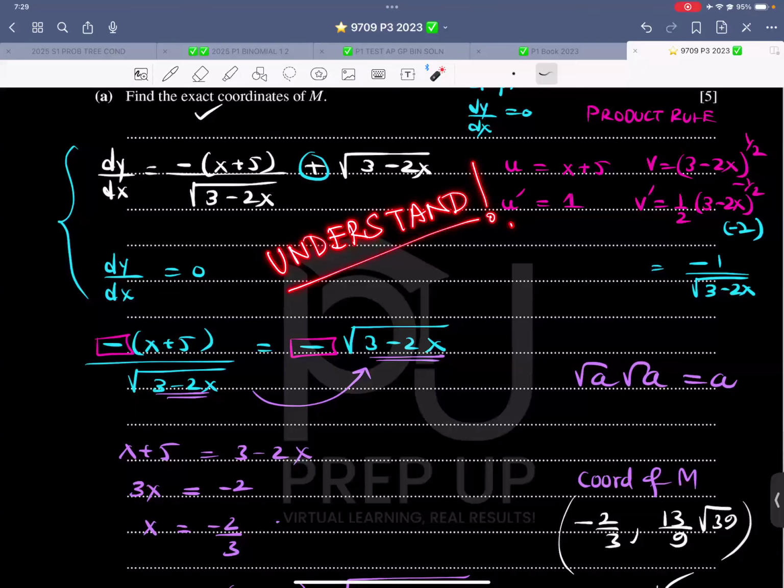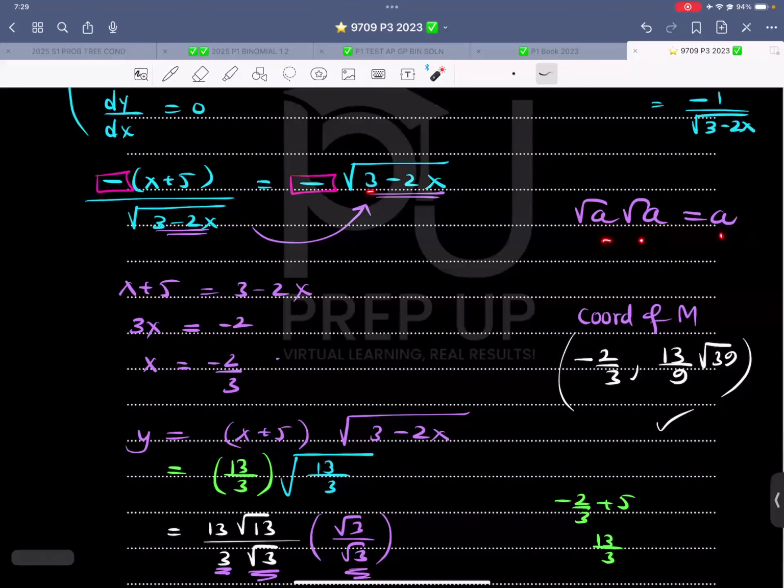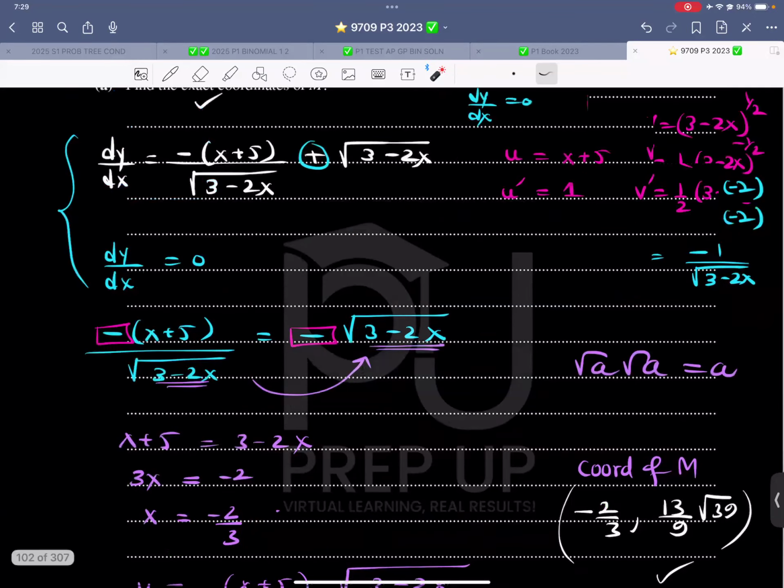They're not asking for the expression. They're asking for the exact coordinates. They're asking for this. So there was no need of simplification. Negative, negative cancel. Multiply it out. Root a is a. Root 3 minus 2x, 3 minus 2x is 3 minus 2x. X comes out to be negative 2/3.